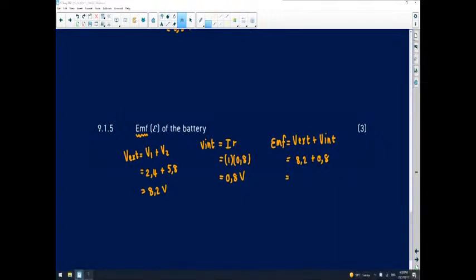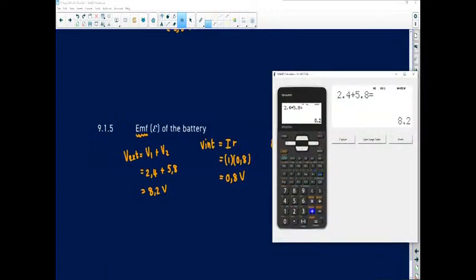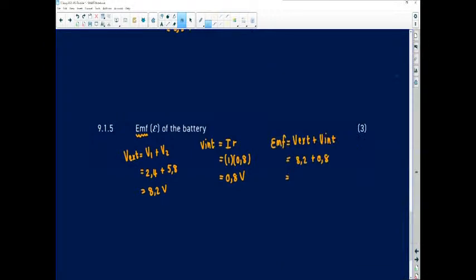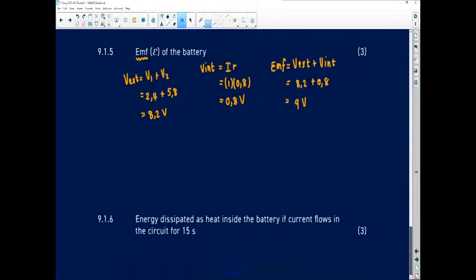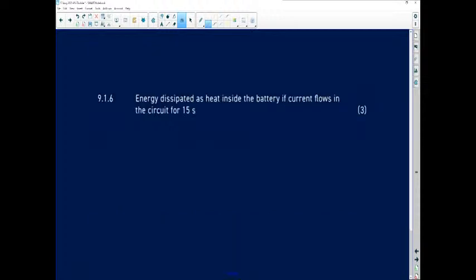Okay, let's just calculate that one. So I must just add 8.2 plus 0.8, and therefore I get 9. So I've only tried it with this one. I didn't try it with any other method. But that's then how I would have found the EMF of that battery. It was only for 3 marks, quite a number of steps that we needed to use, but nonetheless, that's how we do it. Let me just extend my page again.